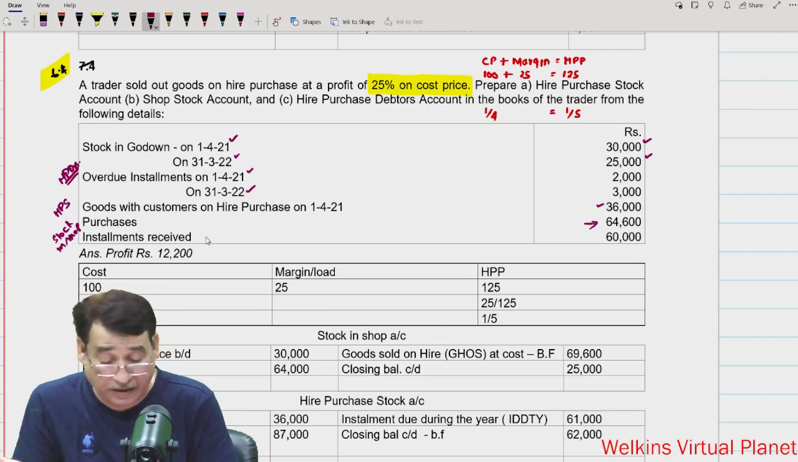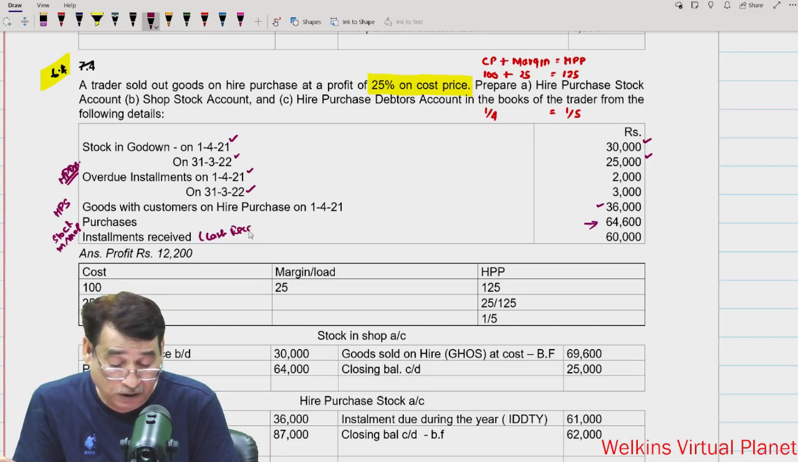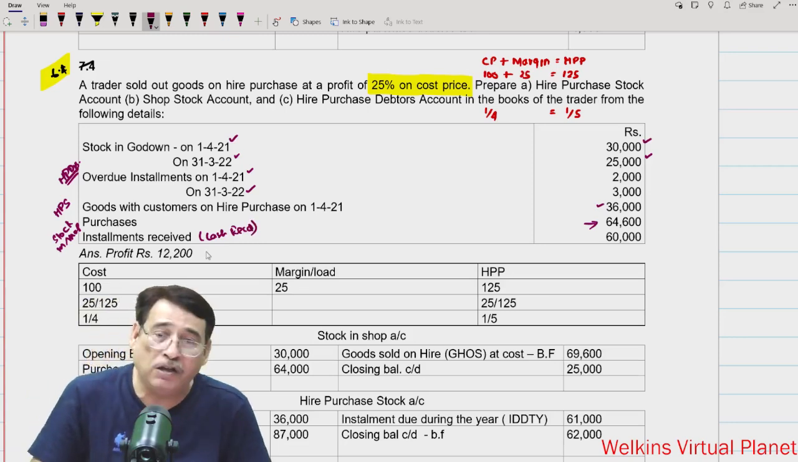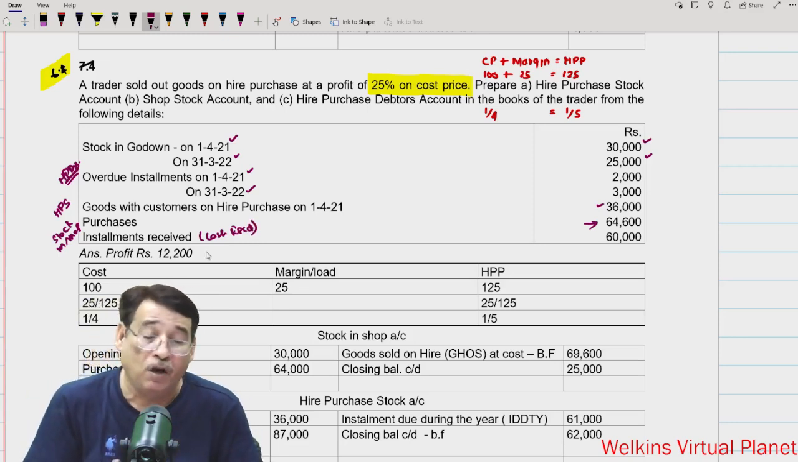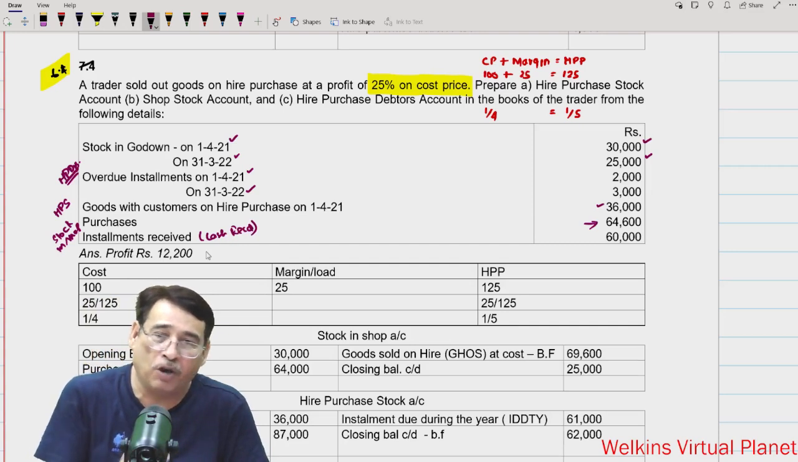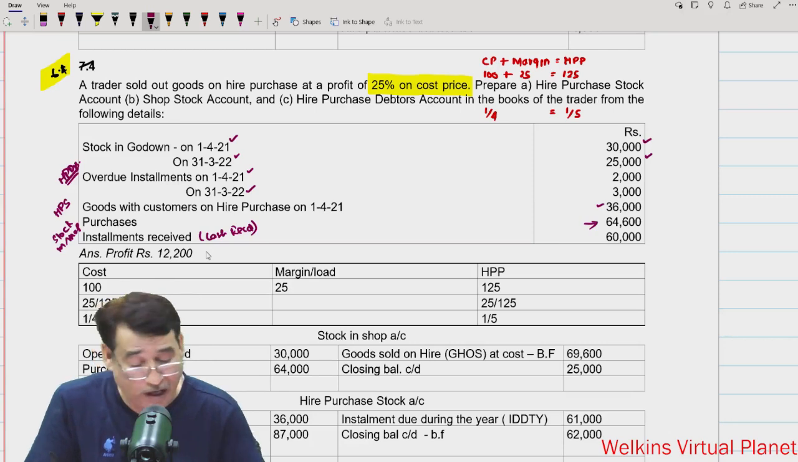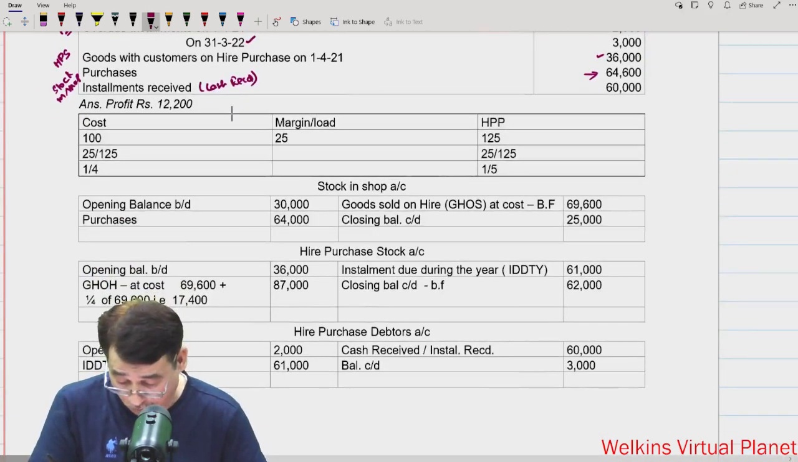Installment received basically means your cash received. It means your cash received. Is it clear to you? So once you have acquainted yourself with the terminologies, now the rest of the things are very easy. So let's have a look. I will solve this question for you once again.